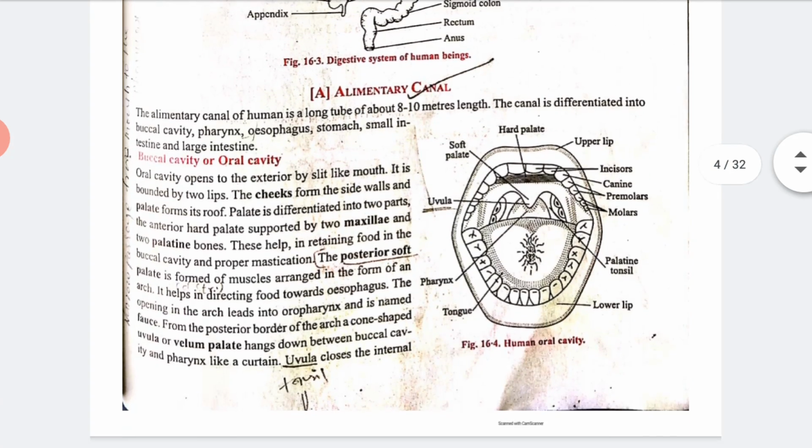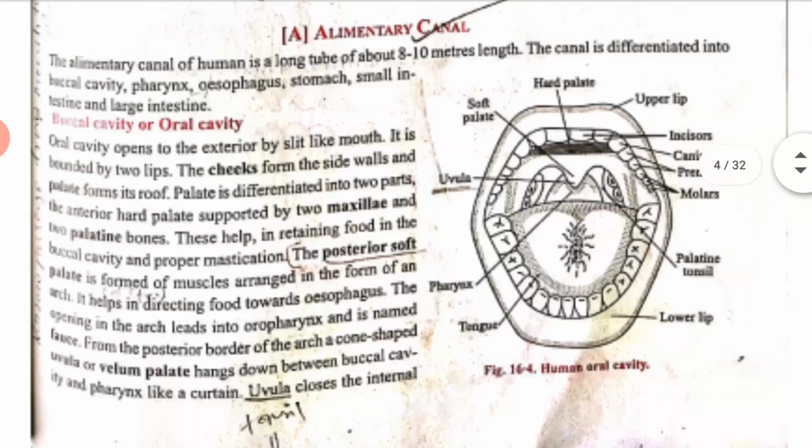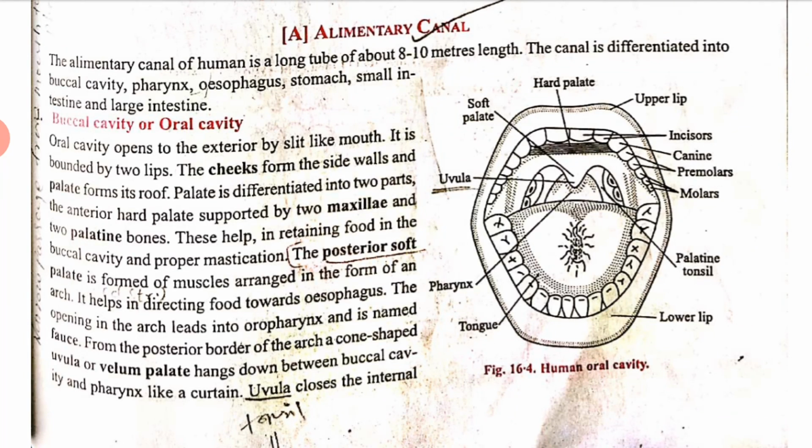So what is the alimentary canal? The alimentary canal of a human is a long tube of about 8 to 10 meters in length. The canal is differentiated into buccal cavity, pharynx, esophagus, stomach, small intestine and large intestine. So let's talk about the function of the buccal cavity, or we can say the oral cavity. The oral cavity opens to the exterior by a slit-like mouth.